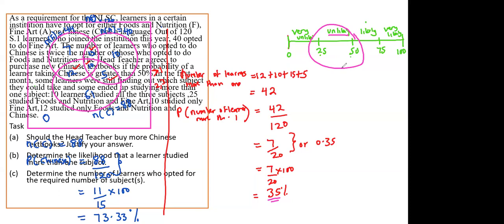Between 0 and 25 is very unlikely. But anything from 25 onwards is unlikely. So the keyword you use is unlikely. Even for 75, use likely. But anything beyond it, that's when you use very likely. So 25 is very unlikely? Yes, very unlikely. Unless you want to use words like less likely.